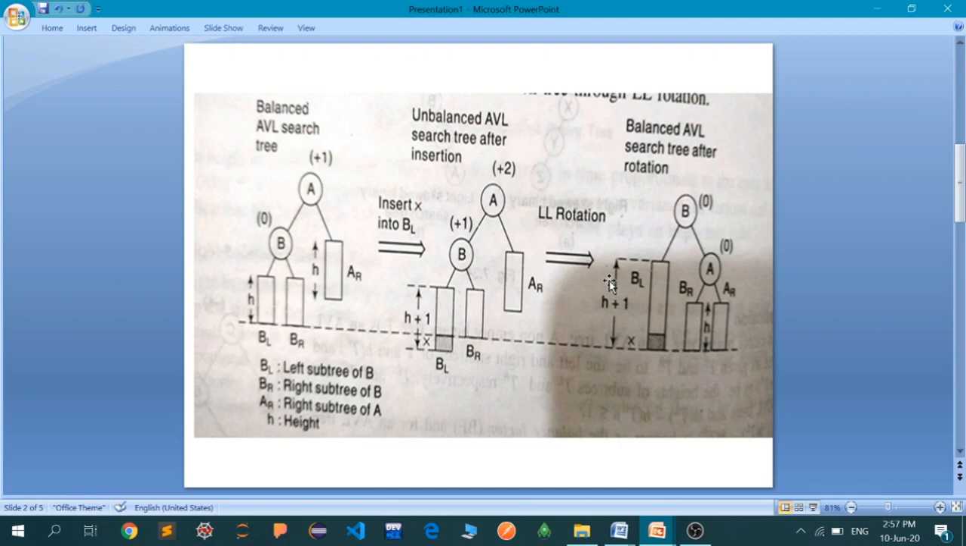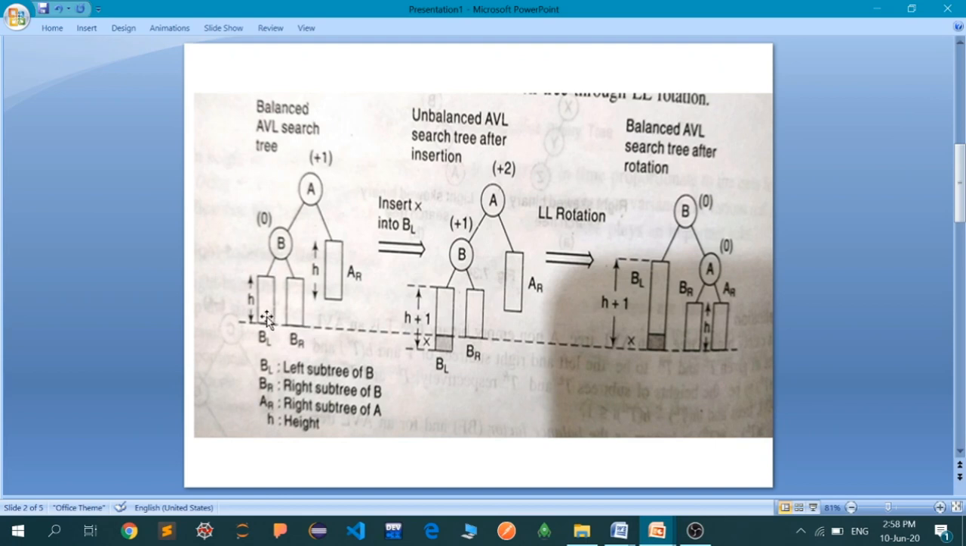Now this is how your left rotation is going to be done. Here in the first figure, you can see a balanced AVL search tree, and we have two nodes here. All of these three rectangular nodes can be considered leaf nodes, or subtrees, but these subtrees are such that the balance factor at node B is 0. Let's say the height of this left subtree is h and the height of this right subtree is also h.